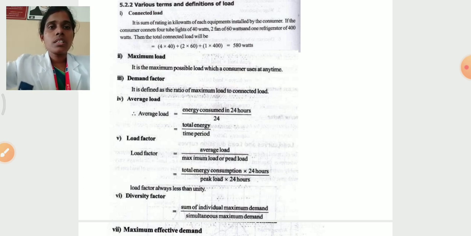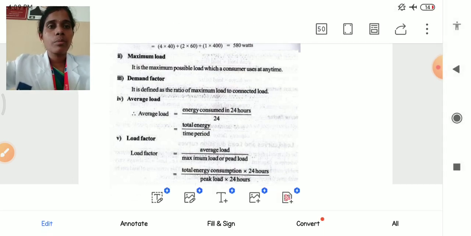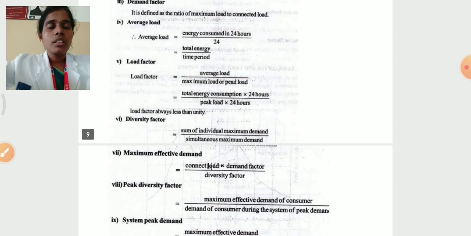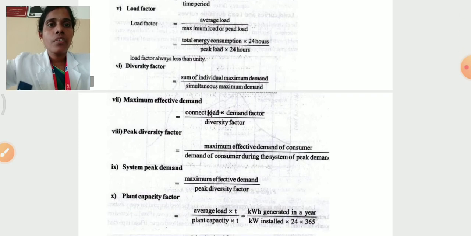Then next one is diversity factor. The diversity factor is defined as the ratio of the sum of individual maximum demands to the simultaneous maximum demand. Then next one is maximum effective demand. The maximum effective demand is calculated from connected load and demand factor divided by the diversity factor.